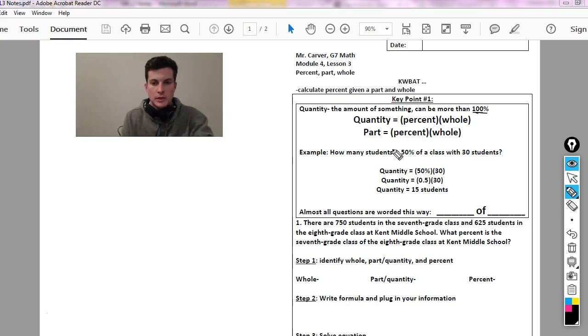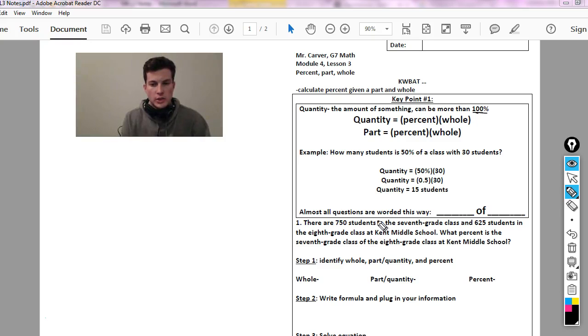Here's an example. How many students is 50% of a class with 30 students? Well, we could use a formula that quantity equals the percent, which is 50%, times the whole, which is 30 students. So the quantity equals 0.5 times 30. Quantity equals 15 students. So 15 students is 50% of a class of 30 students.